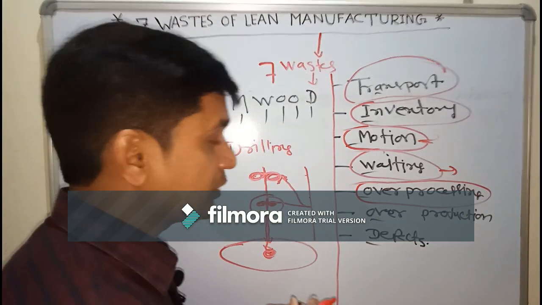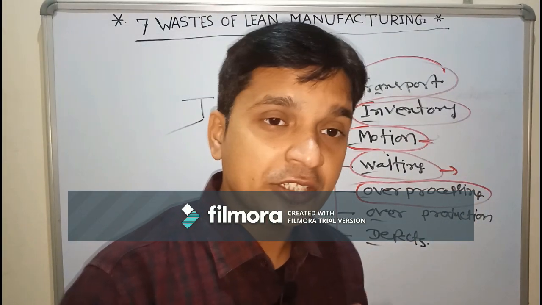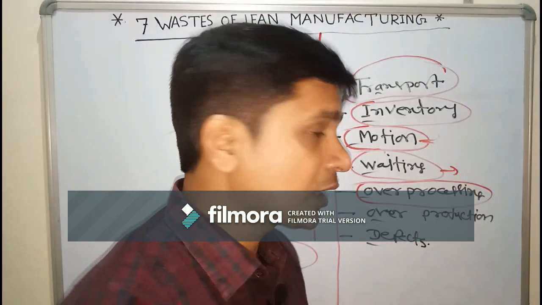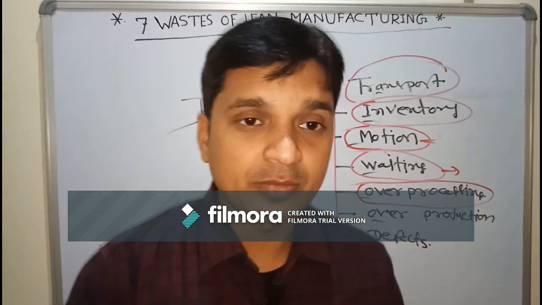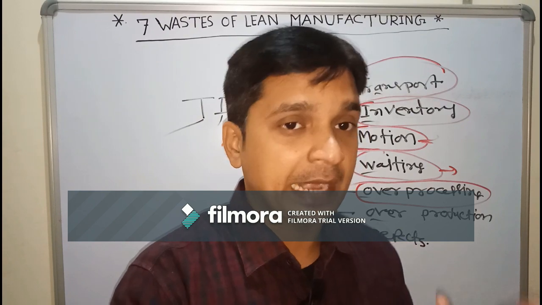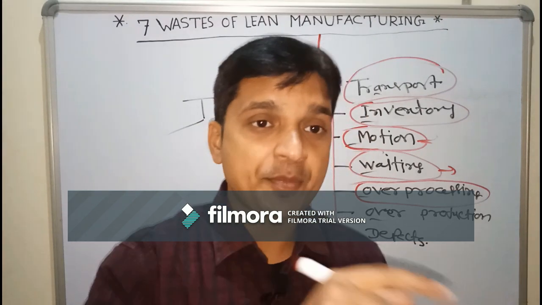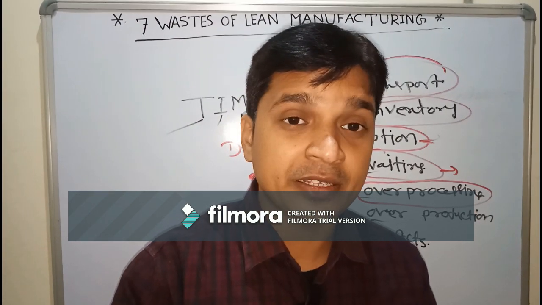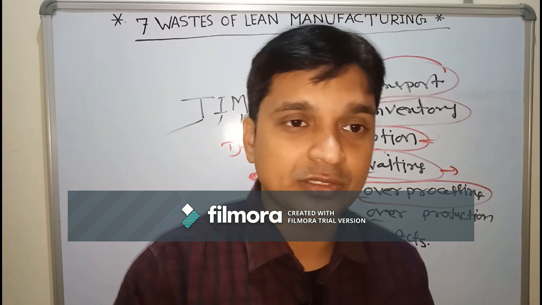Over processing means the customer does not give any extra cost for that process. For example, the customer fixes the final product packaging standard, but you give extra packaging. You are wrapping the materials, extra wrapping the materials. That is the over processing process. That is a wastage of your process.